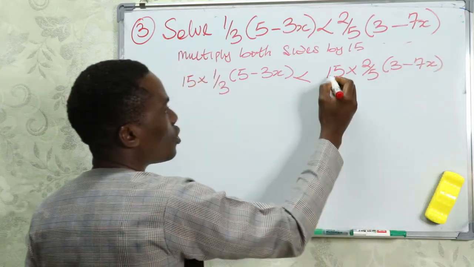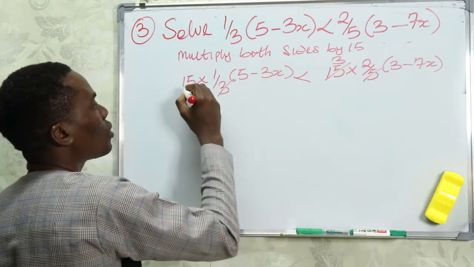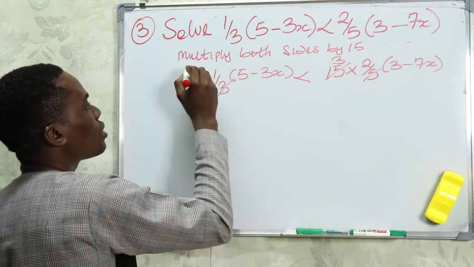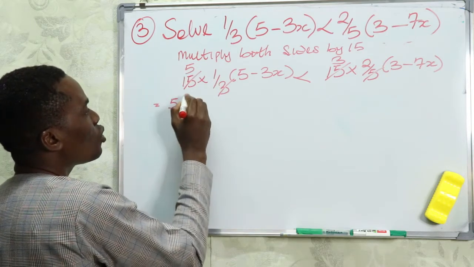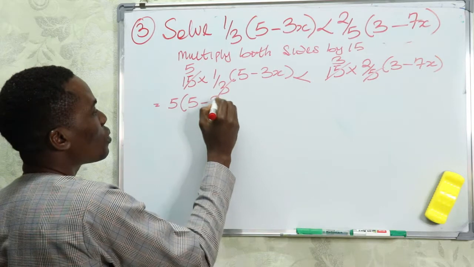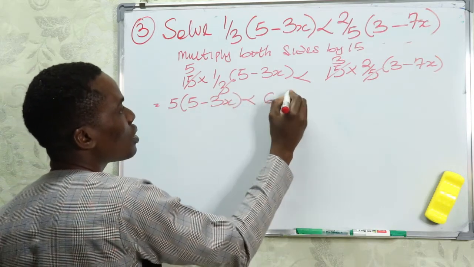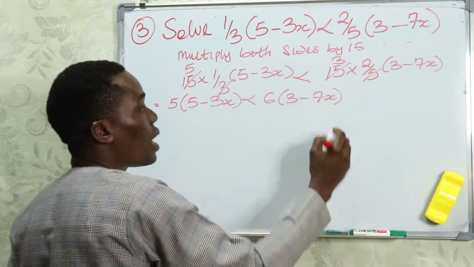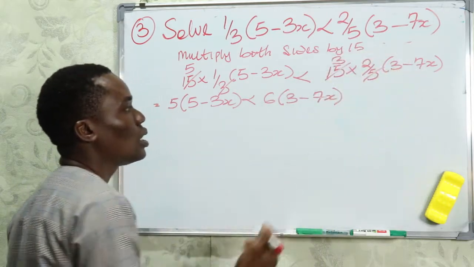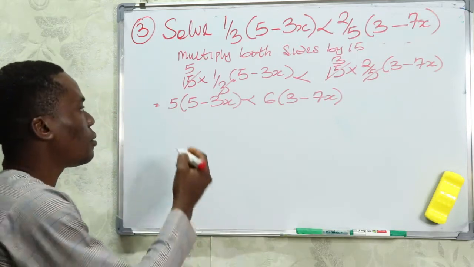So this will cut this to give us 3, and this will cut this to give us 5. So here we'll have 5 into bracket 5 minus 3x, less than 6 into bracket 3 minus 7x. Why? Because 3 times 2 is 6. Now the next thing we will do is to expand the brackets.